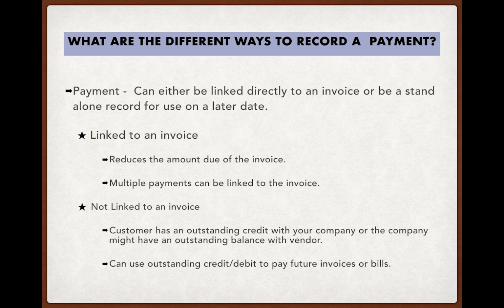Recording invoice payment. What are the different ways to record a payment? In Chandana, a payment can either be linked directly to an invoice or be a standalone record for use on a later date. If a payment is linked to an invoice, it reduces the amount due of the invoice. You can have multiple payments linked to the same invoice. If a payment is not linked to an invoice, the customer has an outstanding credit with your company, or your company has an outstanding balance with a vendor. You can use this outstanding credit or debit to pay future invoices or bills.